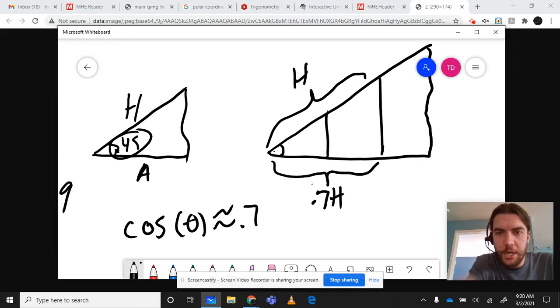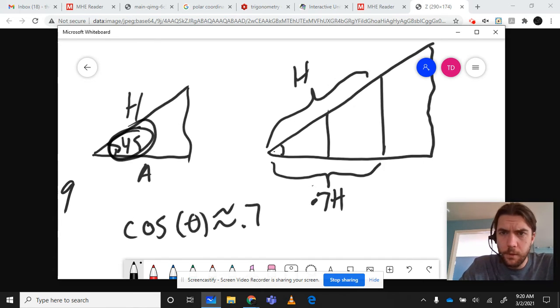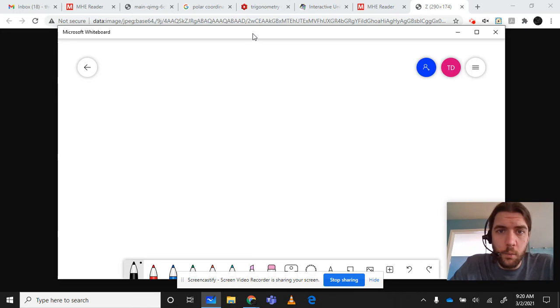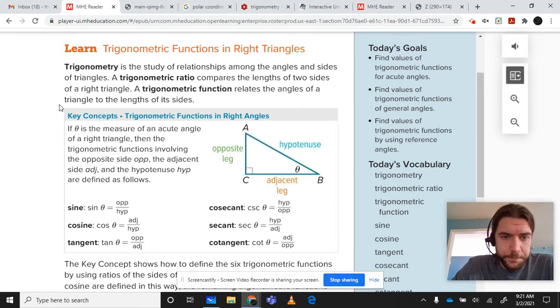Okay, so that ratio does not depend on the size of the triangle. It only depends on the angle that that triangle has included in it. Okay, so that's kind of the connections that were made by doing trigonometry originally. Now, let's hop into the book real quick.